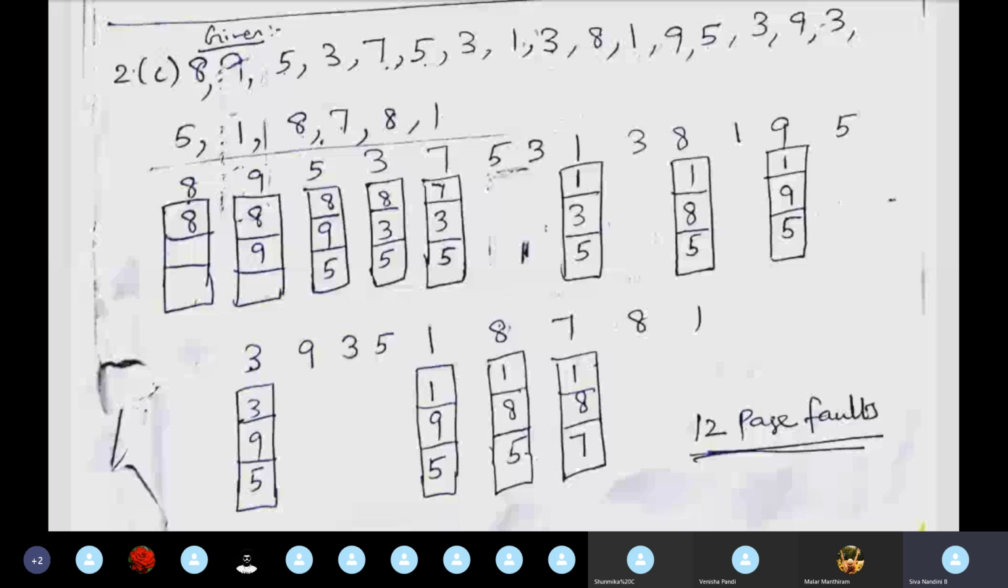After 8 we are having 7. It is not in the frame, so no need to bother. After 7 we are having 8 in the reference string. This is also not in the frame, so no need to bother. After this 8 we are having 1. So this first page shouldn't be replaced. Other than this first page, you can replace any page at all. I am randomly just replacing it with the second frame. That is, the 9th page is replaced by the 8th page.